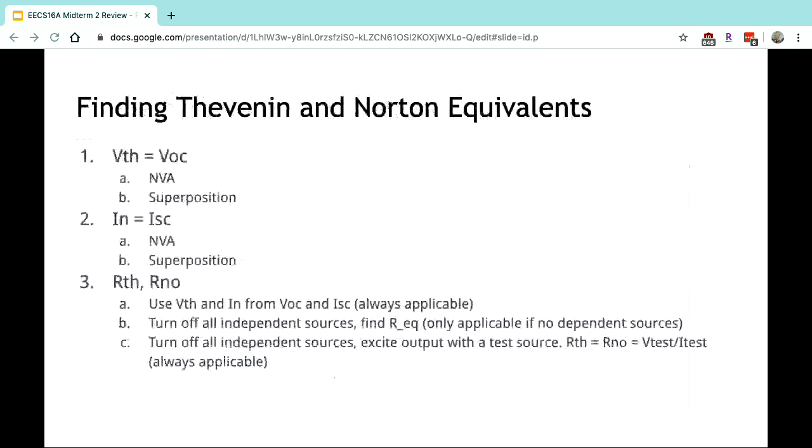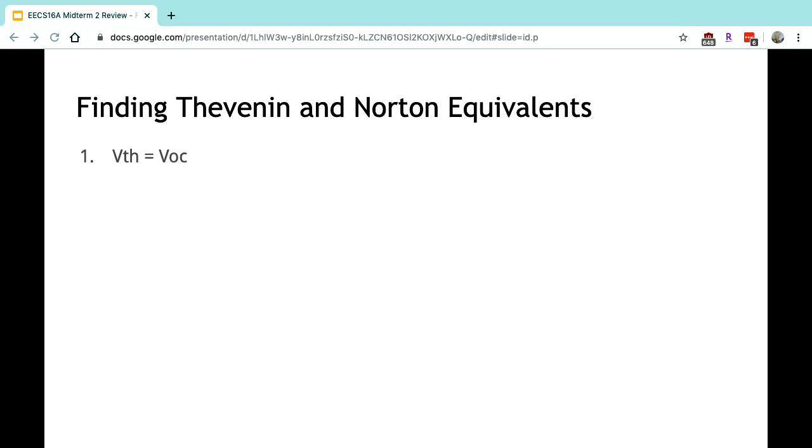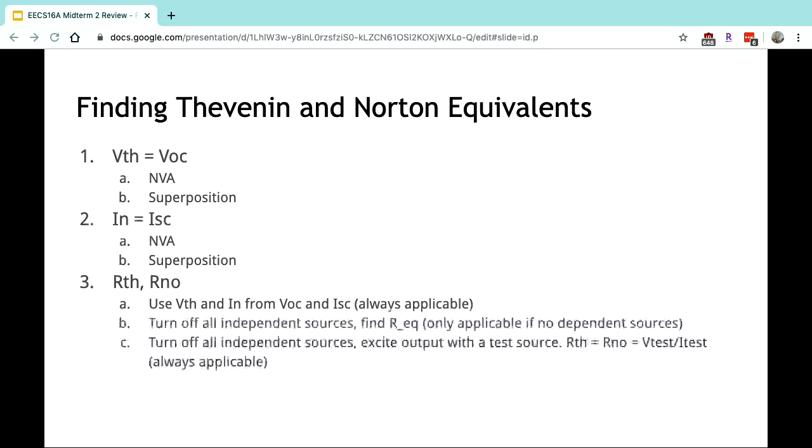One thing to note about the process for finding Thevenin and Norton equivalents is that there are three quantities you're interested in: V Thevenin, I Norton, and the resistance in the corresponding circuit. If you find two of these three quantities, then you're guaranteed the third. So if you follow two of these methods, you can find the third for free, and you already get the Norton and the Thevenin equivalents.